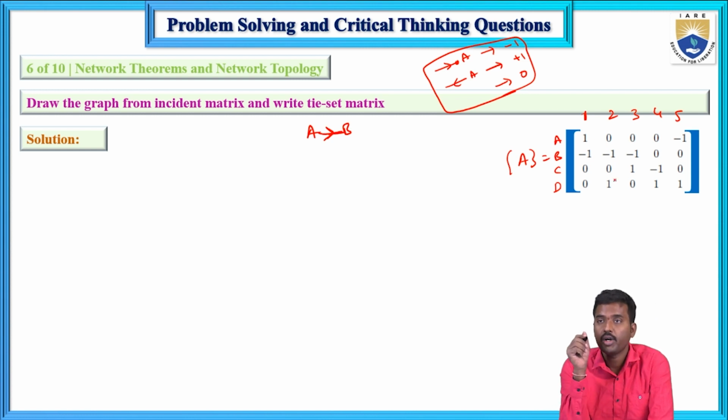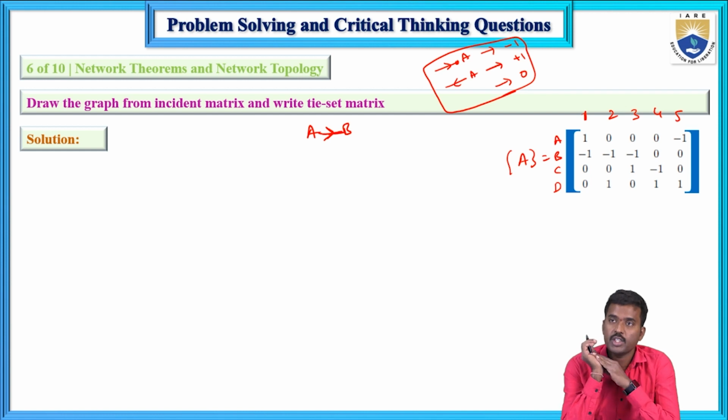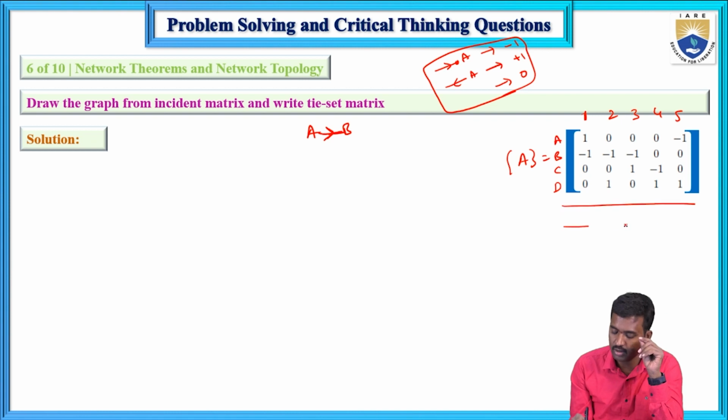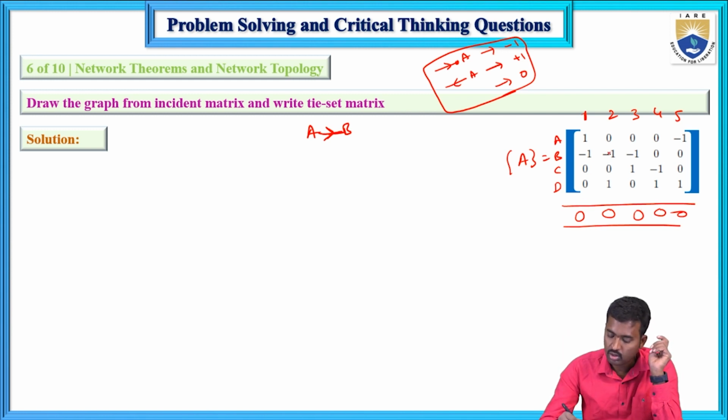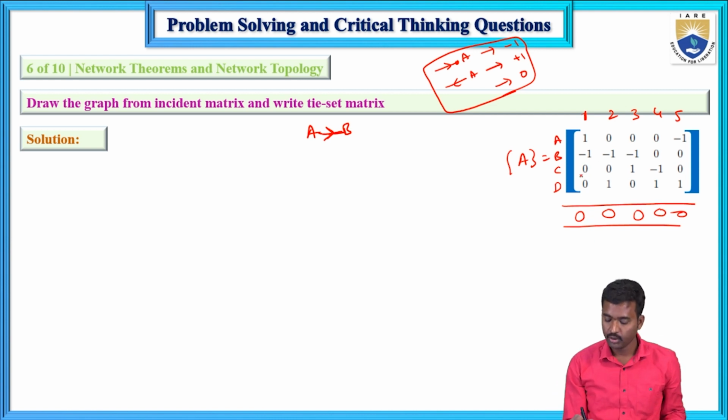Another important property: the algebraic sum of any column in the incident matrix must be 0. This is a most important property. Here 1 minus 1 is 0, -1 and 1 is 0, and so on for each column. The algebraic sum of any column in the incident matrix must be 0.